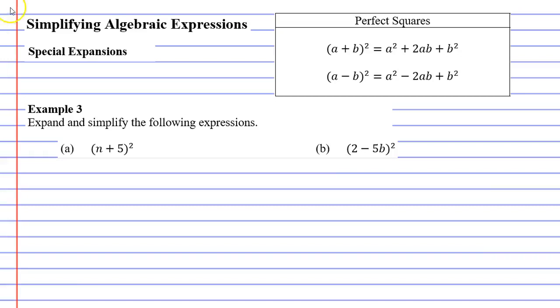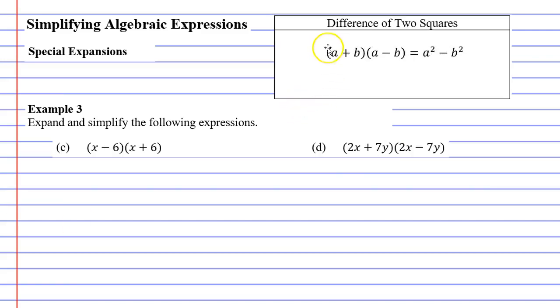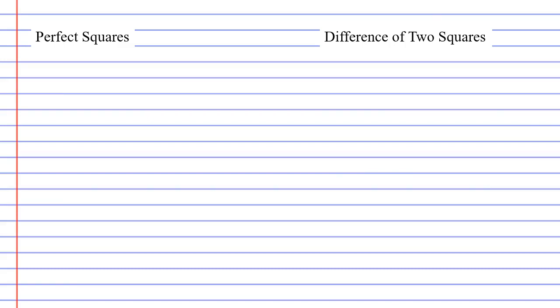In this video we're going to complete example 3, and we're actually going to be looking at special expansions. There are two types of special expansions we're going to look at. We're going to look at what are called perfect squares, which are questions A and B. And we're also going to look at what are called the difference of two squares, and that's questions C and D.